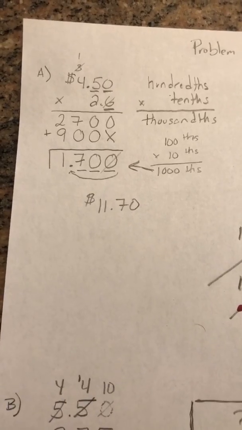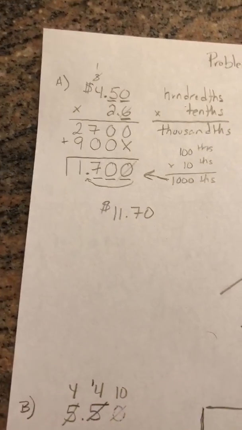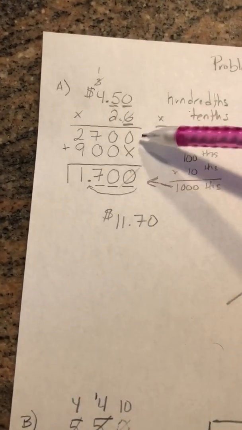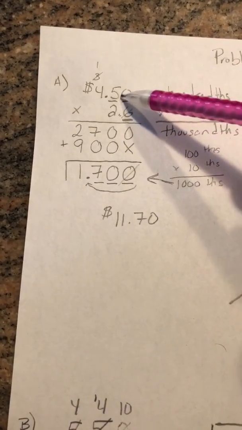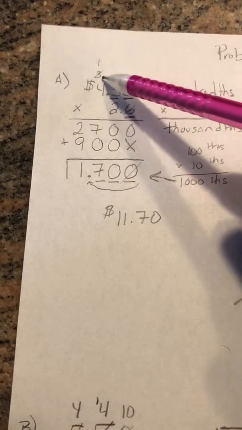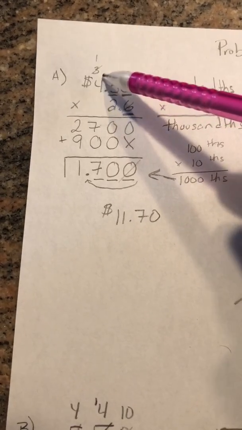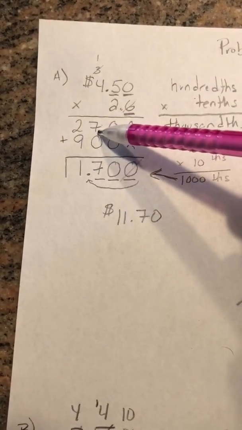Now, if we do this with the standard algorithm, we first multiply the 6 by the 0, which equals 0. That's here. Then we multiply the 6 times the 5, and that equals 30. So we put the 0 down. We carry or regroup the 3. Then we do 6 times 4 is 24, plus that 3 is 27.